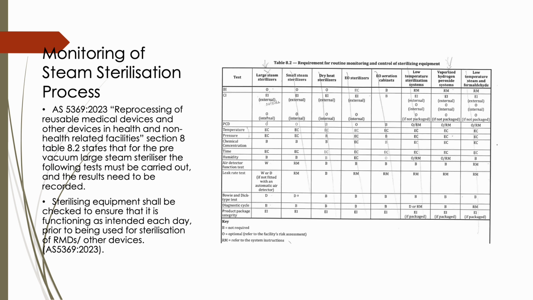On your right side is the table where you can see the minimum requirements for routine monitoring and control of the sterilization process. In this case, we are referring to the first column of the table, which is the large steam sterilizer. As we go along, I will discuss how the performance tests meet the minimum requirements of the standards.